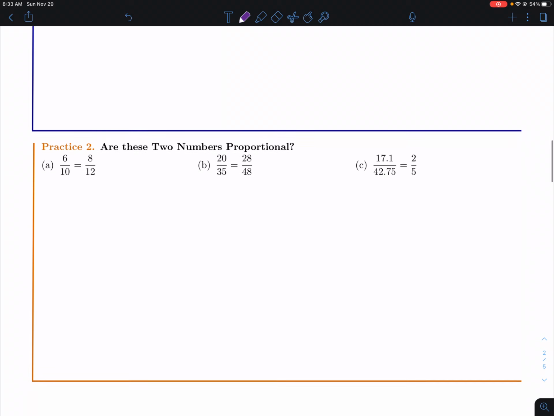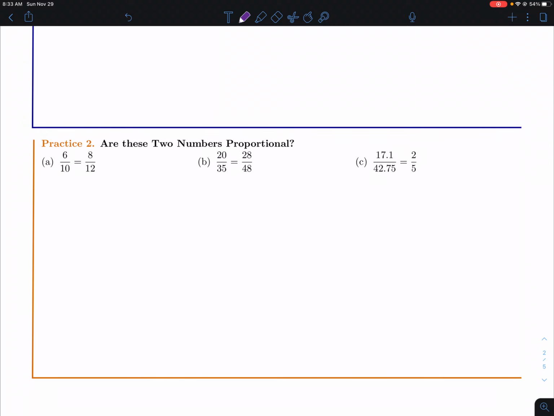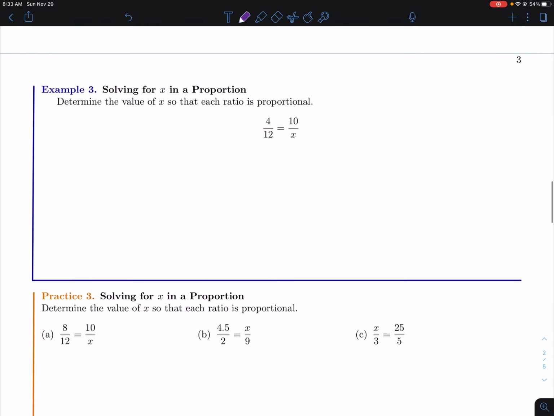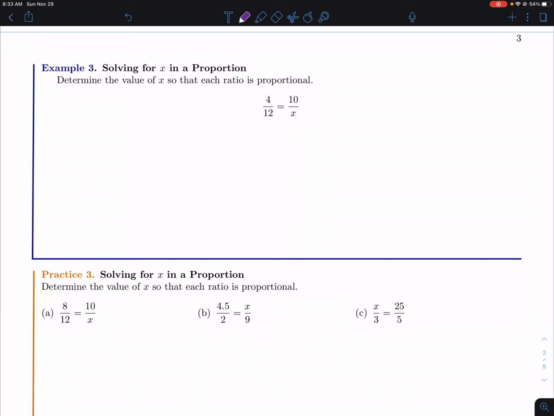I've got some for you to practice on. Pause the video at this point and work on practice 2. Make sure you can check whether things are proportional or not. Then from there, we'll go into how to solve proportion problems, trying to fill in that missing x.